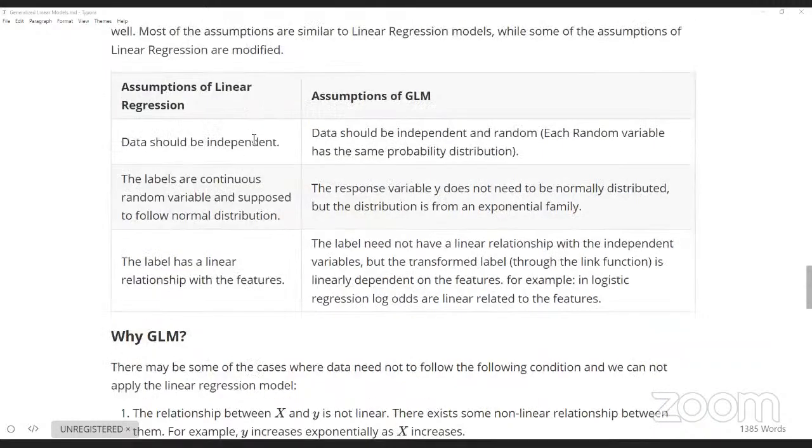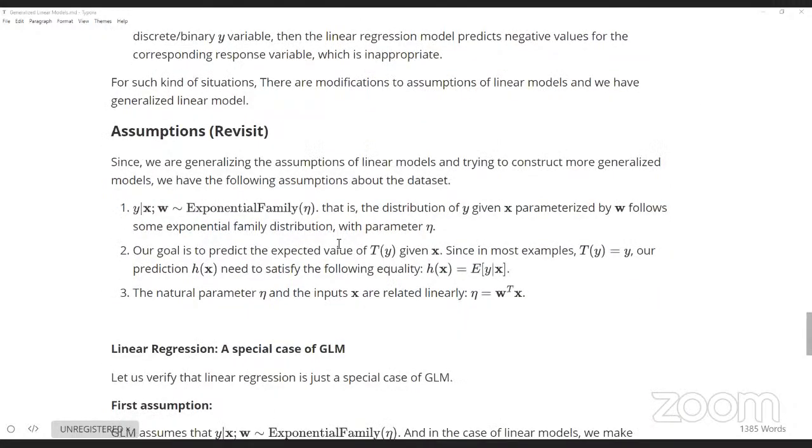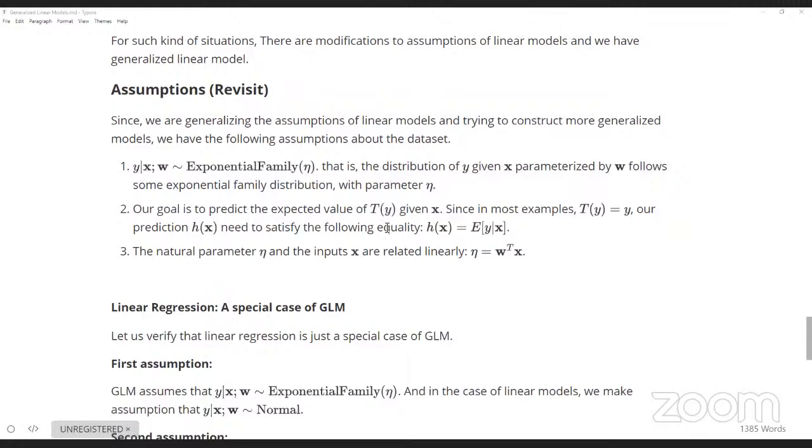Okay, so let's rewrite these assumptions in a better way. The first assumption we make is that the data comes from the exponential family. So we can write it as: given x, with w as the parameters, y follows the exponential family with parameter eta. This eta is the parameter of that distribution, like the mean. The second assumption is that our goal is to predict the expected value of T of y, right? So this makes sense, we actually predict the expected value.